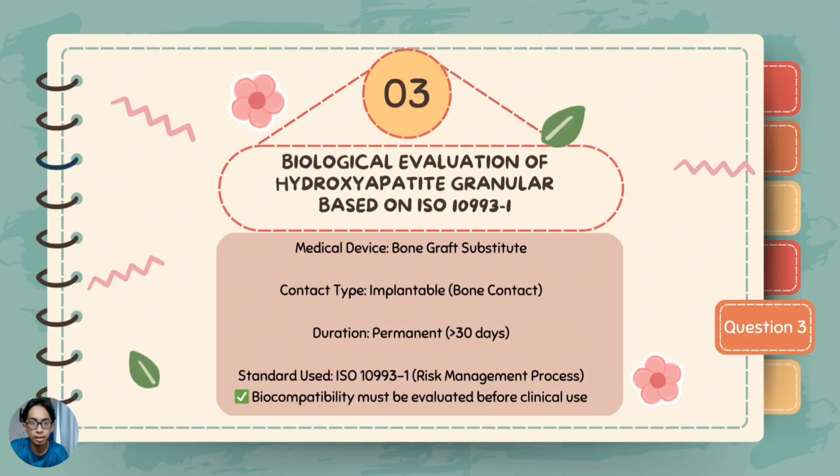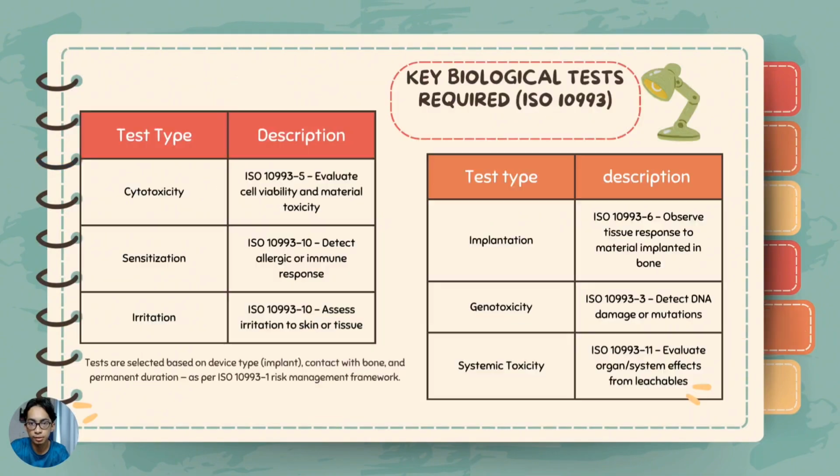This biological evaluation is to make sure that our material is biocompatible with our body before we use it. From this table, we can see that cytotoxicity checks if the material kills or harms cells. Next, irritation and sensitization check if it causes allergy or tissue reaction. Next, the implant test shows how the bone reacts to the material. Genotoxicity checks for DNA damage. Systemic toxicity makes sure it doesn't harm other parts of the body.